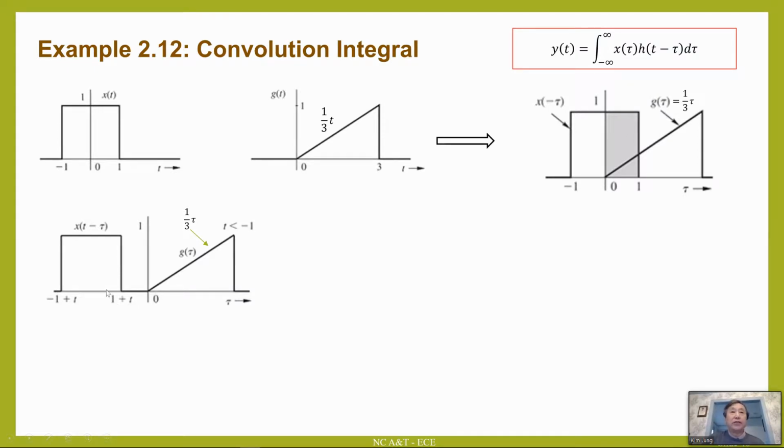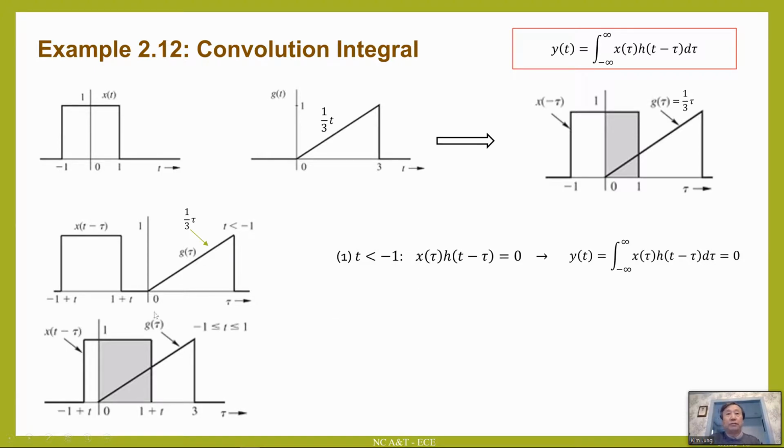In these cases, there's no overlap between x of t minus tau and g of tau. So definitely, with no overlap, y of t is going to be 0, because this multiplication is 0. And then now we're going to shift it a little bit.